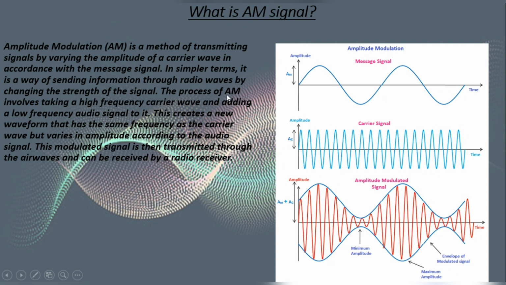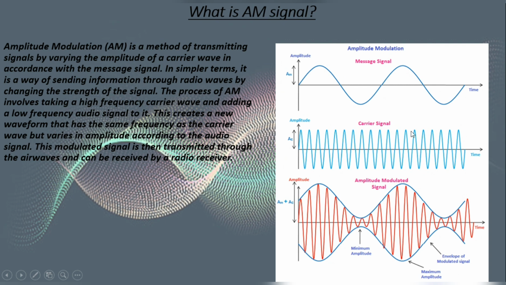The process of AM involves taking a high frequency carrier wave and adding a low frequency audio signal to it. This creates a new waveform that has the same frequency as the carrier wave but varies the amplitude according to the audio signal. This modulated signal is then transmitted through the airwaves and can be received by a radio receiver.